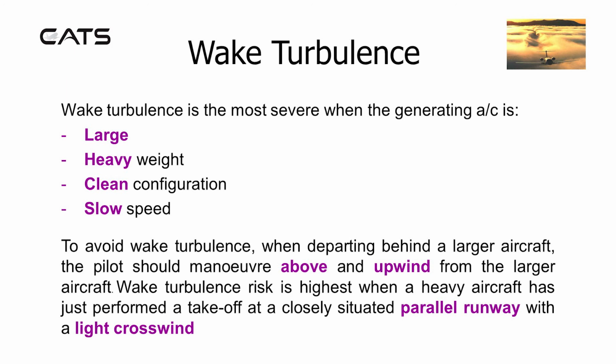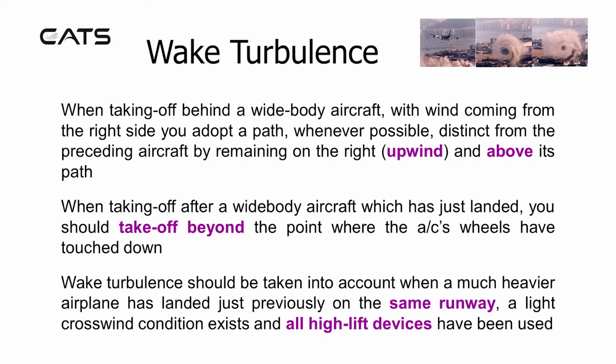from the larger aircraft. Wake turbulence risk is highest when a heavy aircraft has just performed a takeoff at a closely situated parallel runway with a light crosswind. When taking off behind a wide-body aircraft with wind coming from the right-hand side, you should adopt a path whenever possible distinct from the preceding aircraft by remaining on the right, upwind and above its path.